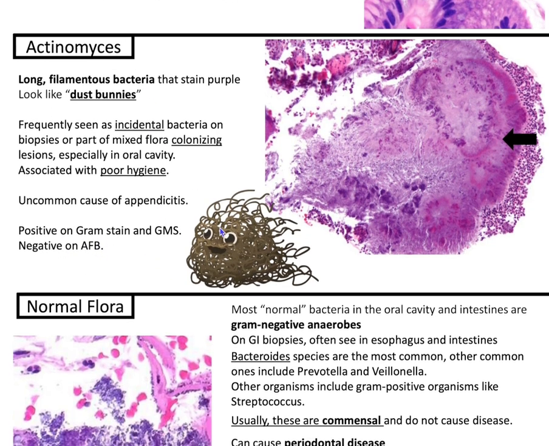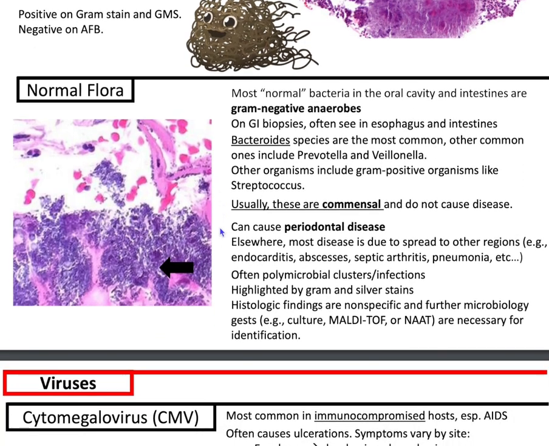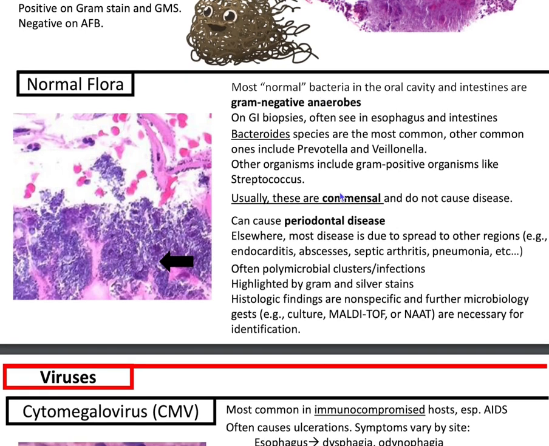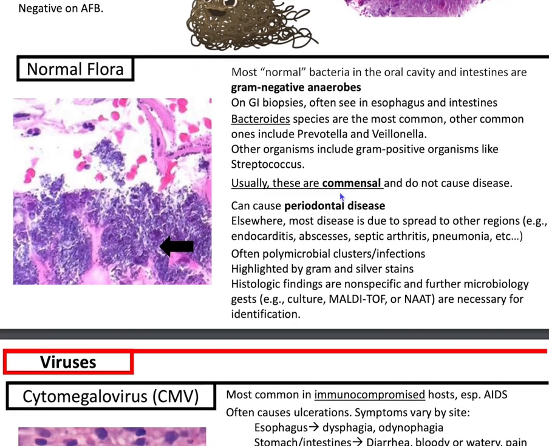but looks similar to Actinomyces. Normal flora: most normal bacteria in the oral cavity and intestines are gram-negative anaerobes. On GI biopsies, you'll often see them in the esophagus and intestines. Bacteroides are the most common. Other species include Prevotella and Veillonella. And you can have gram-positive organisms that colonize us, including Streptococcus. Again, these are usually commensal and do not cause disease.